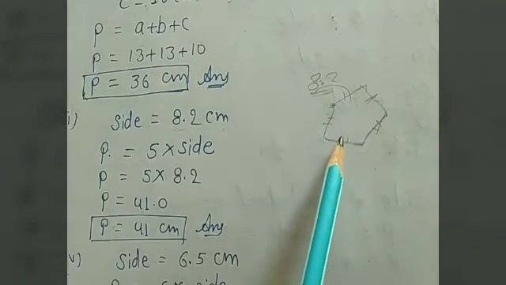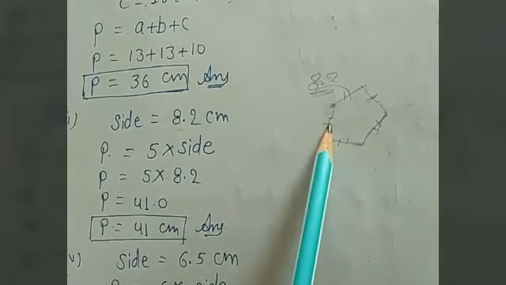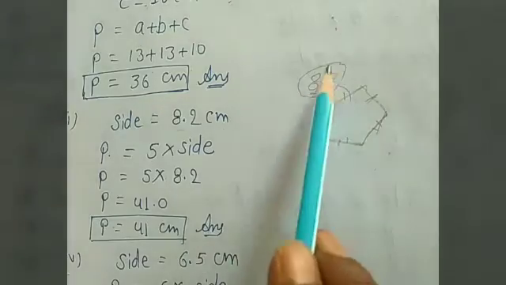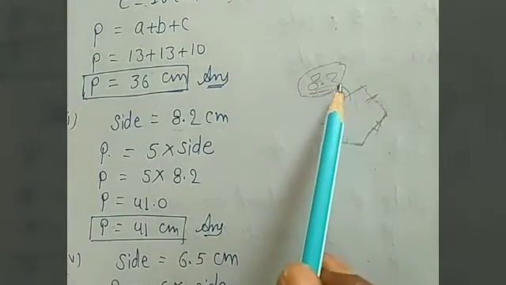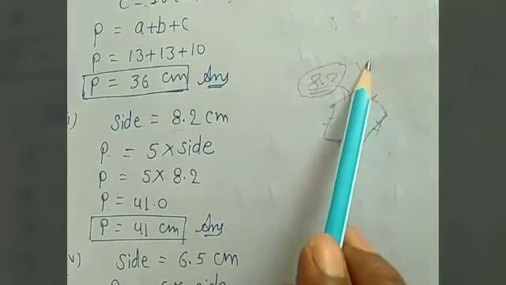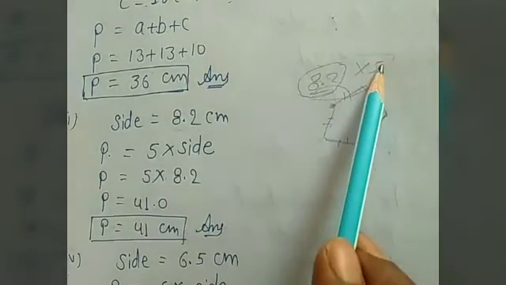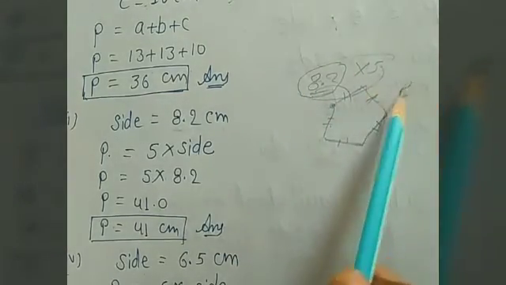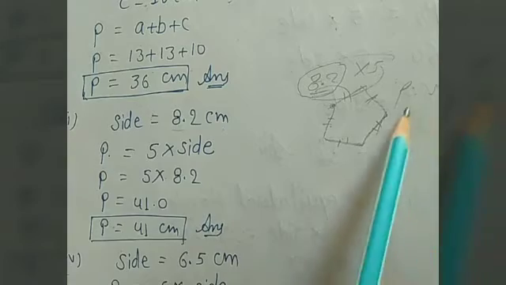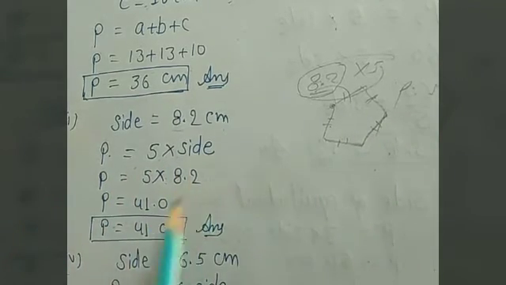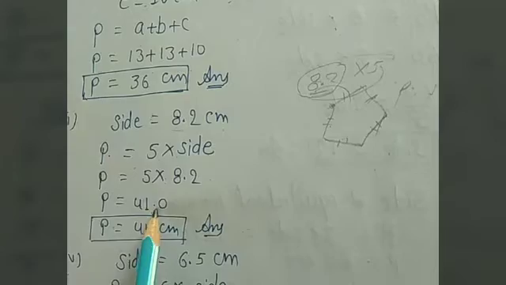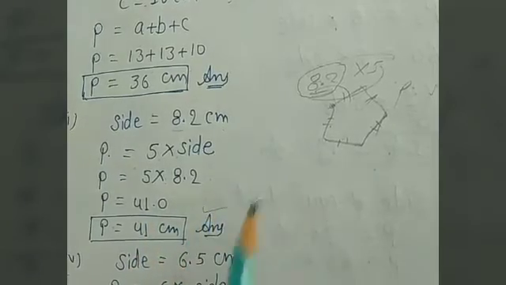And perimeter will be this plus this plus this plus this plus this, which means 8.2 will be added 5 times. So in place of addition, 5 times 8.2, simply multiply 8.2 by 5. So this will be the formula of perimeter, 5 into side, because this is regular. Perimeter 5 into side, then 5 into 8.2, this will be 41.0, means 41 centimeter.